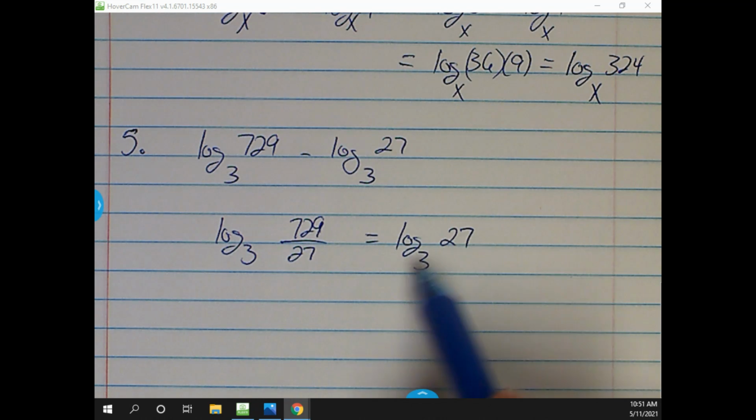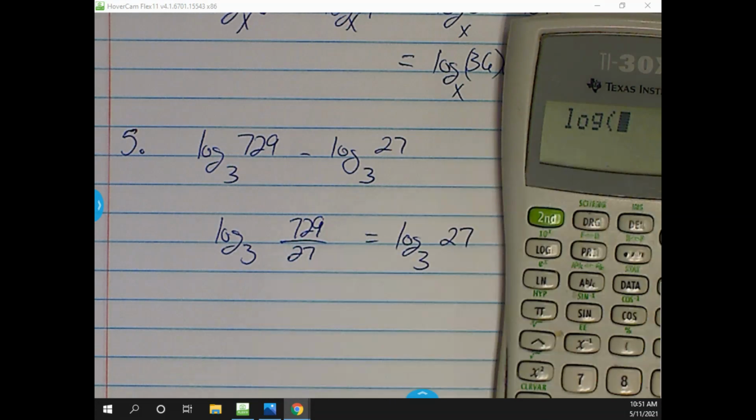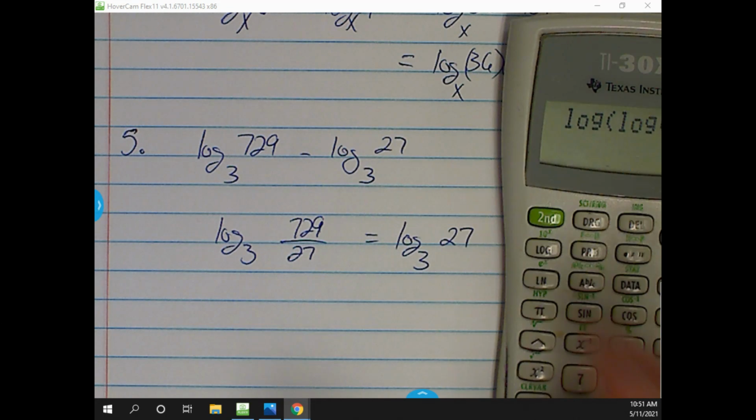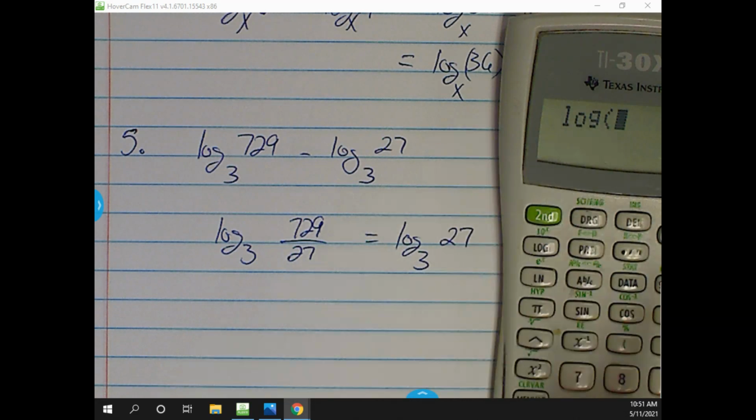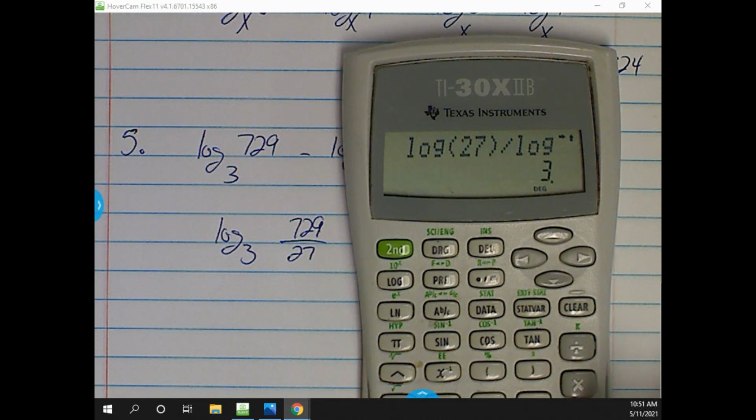And now that you've got it down to just some number, this is where you get to go back and use your calculator. So that's going to be the log of 27, close it off, divided by the log of 3. And if we check the log of 27 divided by log of 3, that comes out to be just a plain old 3.